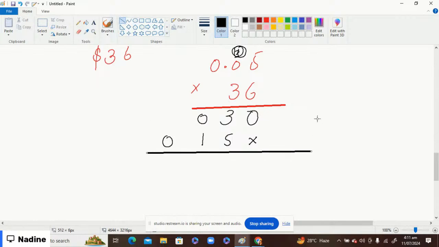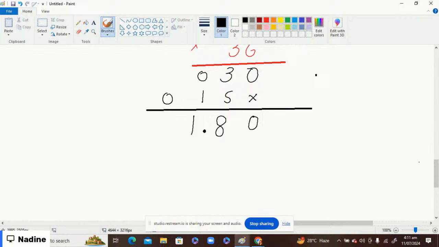Now what's the answer? The answer is 0, 3 plus 5 is 8, and 1. You put the decimal point after how many digits? After 2 digits. So after 2 digits, I am just going to put the point here. So here is my answer, that is 1.80. Okay. So this is the decimal point, basically the decimal in the price.